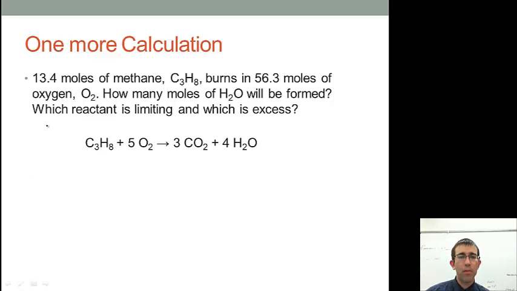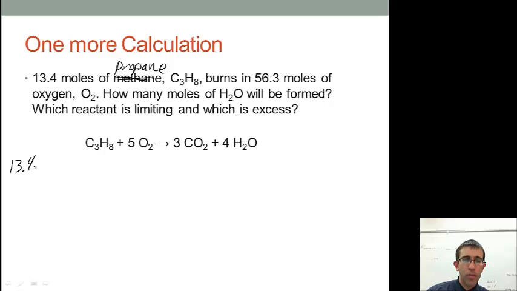All right, one more problem to try out. We got 13.4 moles of methane. All right, burns. Oh, that's not methane. That should say propane. So, 13.4 moles of propane burns in 56.3 moles of oxygen. How many moles of H2O will be formed? Which reactant is limiting and excess? So another limiting reactant. I give you two givens. Pick one to start with. You're going to have to use both.